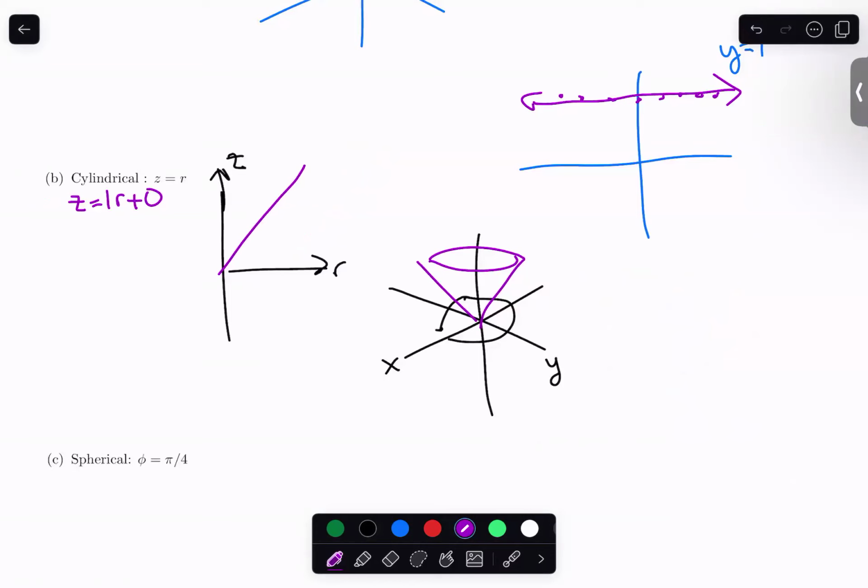So that's one way that you could graph this from cylindrical. Notice that it's missing our theta. And so we can draw it first in the rz half plane. And then in order to get the 3D picture, just let it spin around the z-axis.